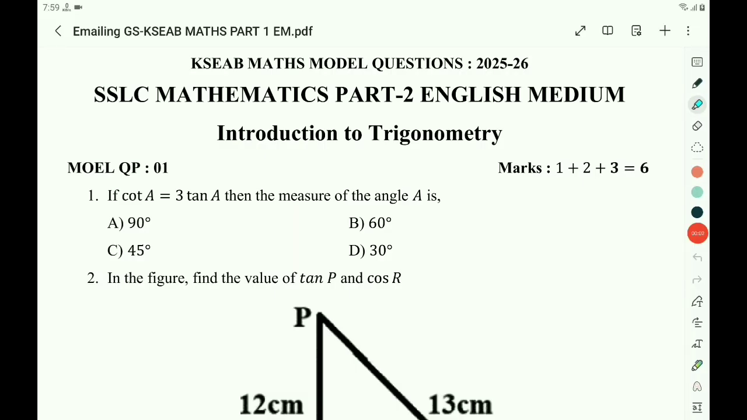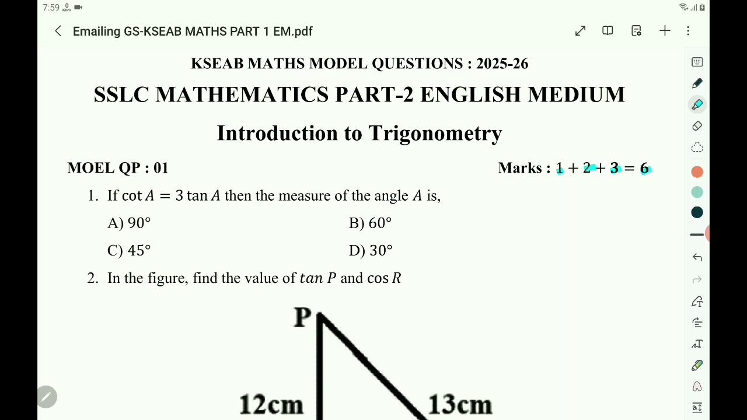Dear children, now let us solve the questions of the chapter Introduction to Trigonometry, which are given in the model question paper 1, 2, 3 and 4. In each model question paper, there are 3 questions: one question of 1 mark, one question of 2 marks and one question of 3 marks, totally 6 questions.